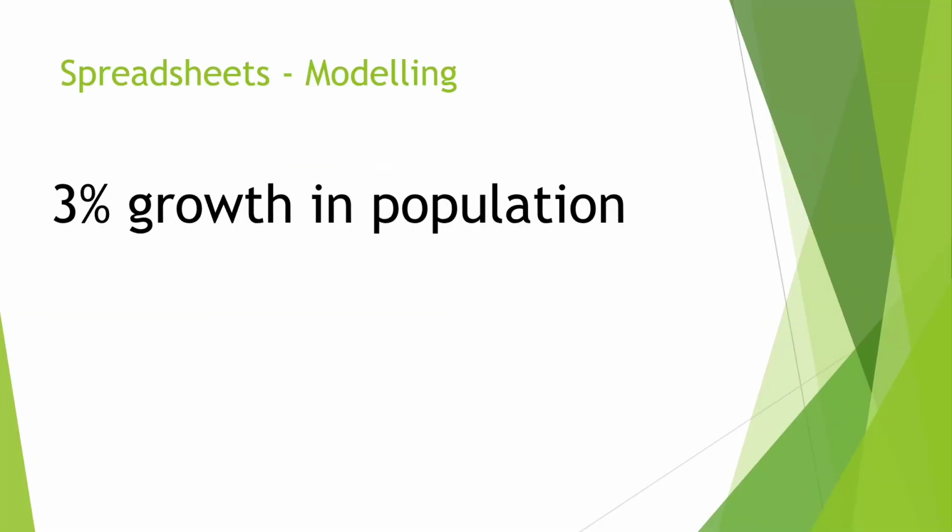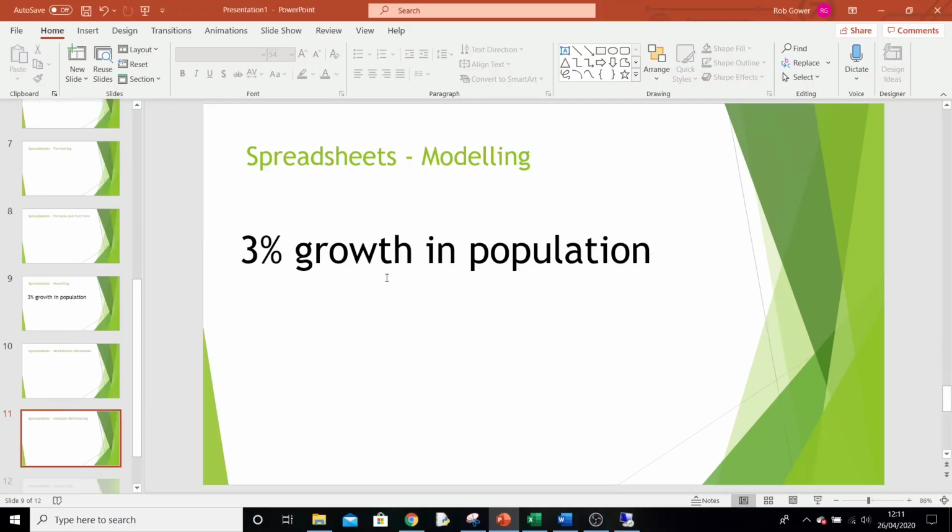Right, next up is modeling. Spreadsheets are very good for modeling things. Modeling is basically you making a kind of prediction using mathematics about what you think is going to happen in a situation. So let's say I think that towns and cities are all going to grow by 3%. I want to model what that's going to look like.